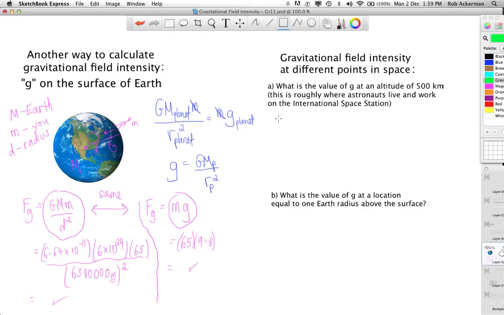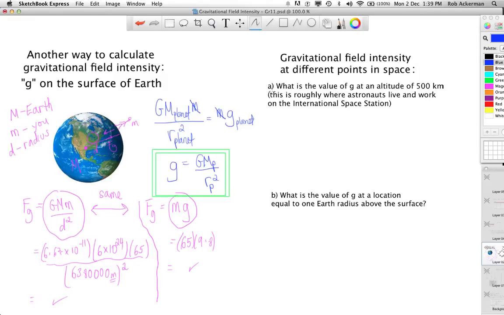And that, in fact, can be used for any planet, or for that matter, any celestial object that you care to consider, which is kind of cool, because as you're going to see very shortly, we can use that to calculate the expected value of acceleration due to gravity or gravitational field intensity on a planet, say, like the moon, that maybe we're going to go land on and explore. Let's try using this formula to do some calculations.